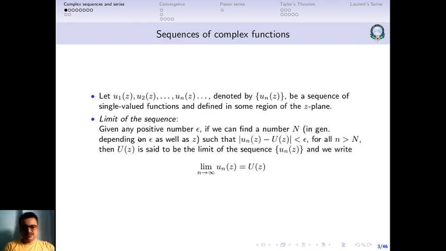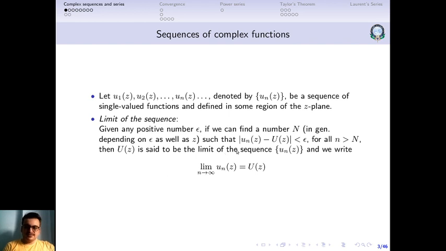This is the formal definition of the limit of the sequence. It basically says that if you give me any positive number epsilon, then we can always find an integer number n. In general, this n will depend on epsilon as well as the value of z, such that the modulus of this difference would be less than epsilon for all integer values which are greater than this n. So basically, you give me an epsilon, I can always give you an n, such that this condition is satisfied for all integer values which are greater than the n that I have provided.